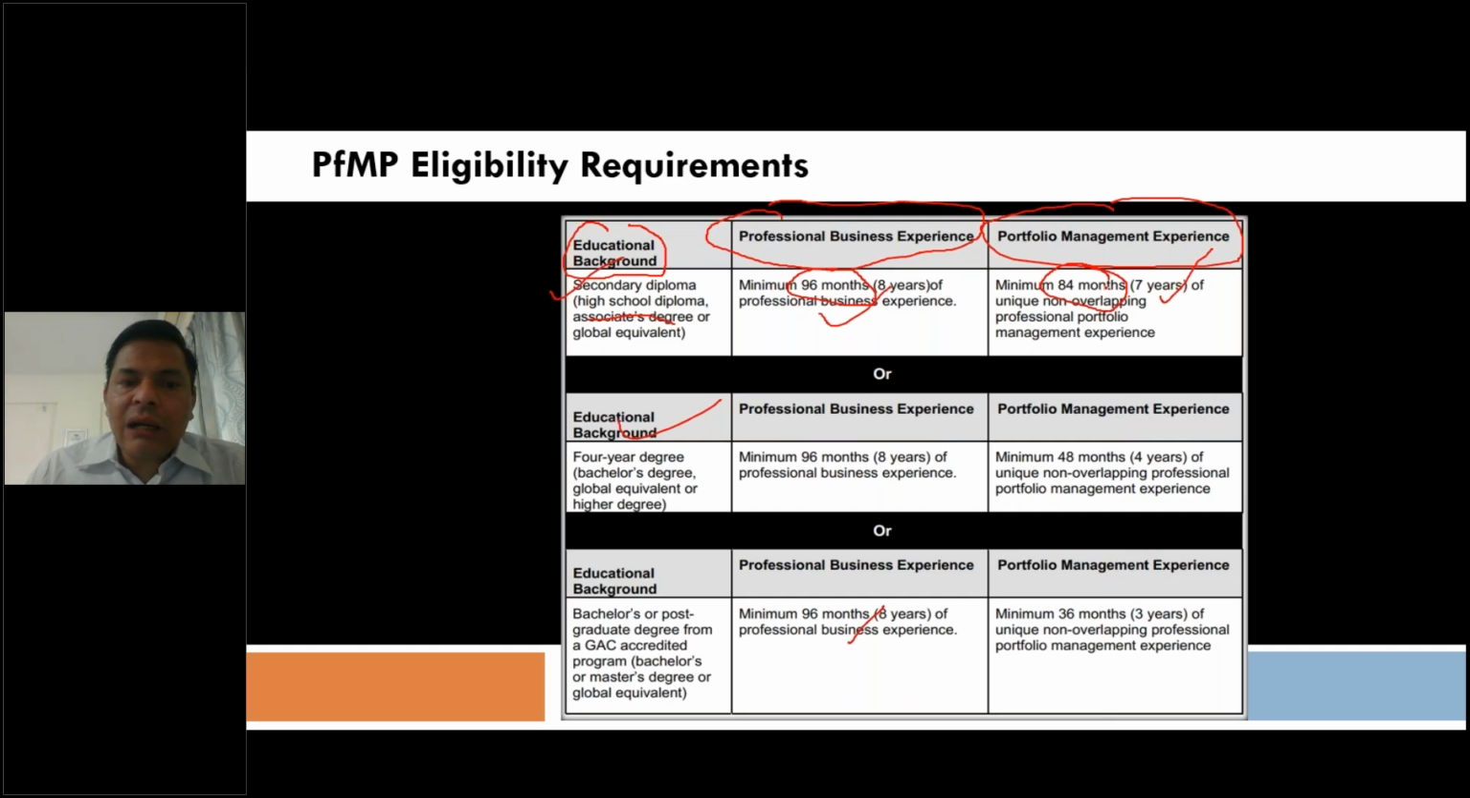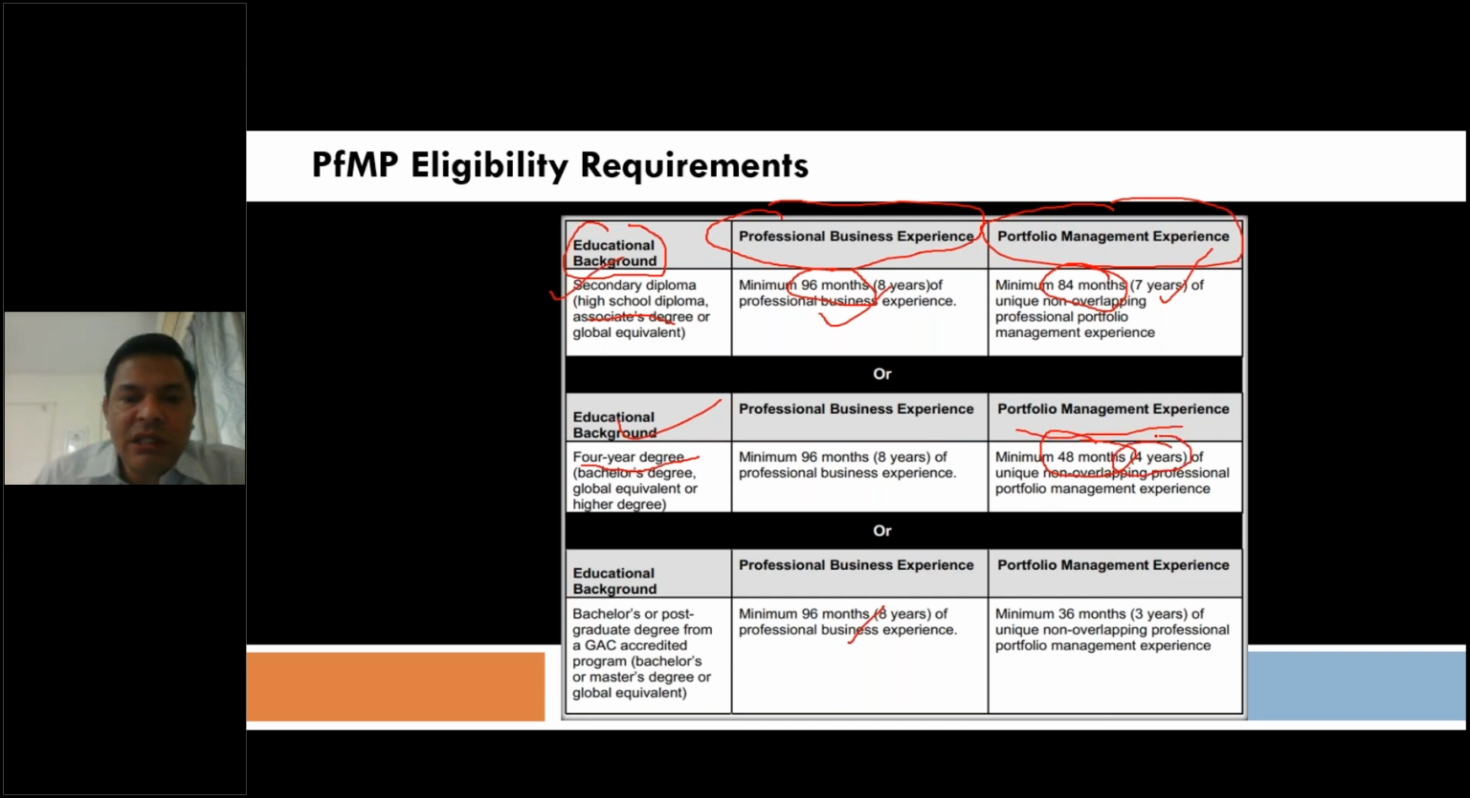So if you are just a diploma holder and you do not have a degree, then you will have to demonstrate 7 years of portfolio management experience. But if you have a 4 year bachelor degree, then you will have to show only 48 months of portfolio management experience, which is 4 years. 12 multiplied by 4 is 48.